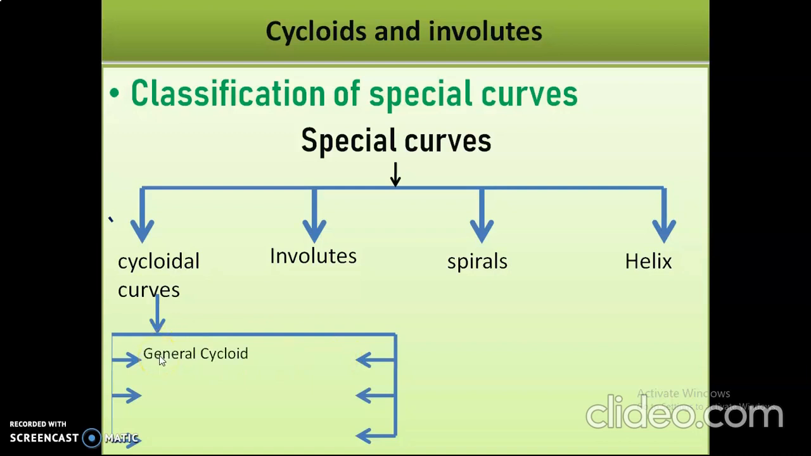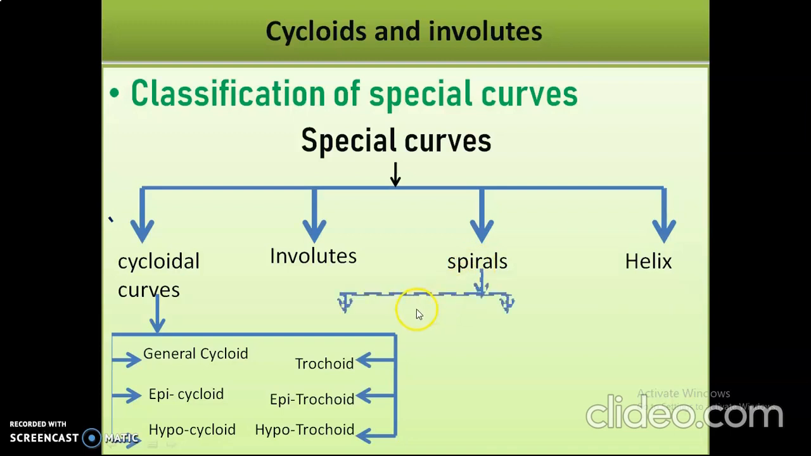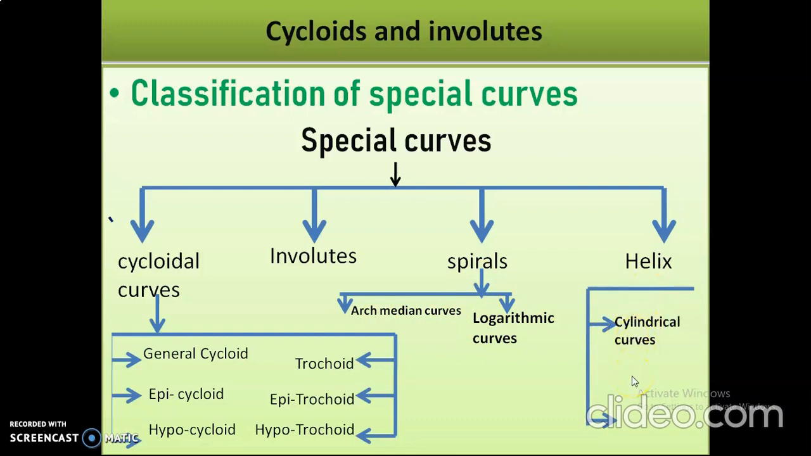In cycloids again we have three types: general cycloid, epicycloid, hypocycloid. In trochoids again we have three types: trochoid, epitrochoid, and hypotrochoid. Under the spiral curves we have two types: logarithmic curves and Archimedean curves. Cylindrical curves and conical curves come under helix curves.